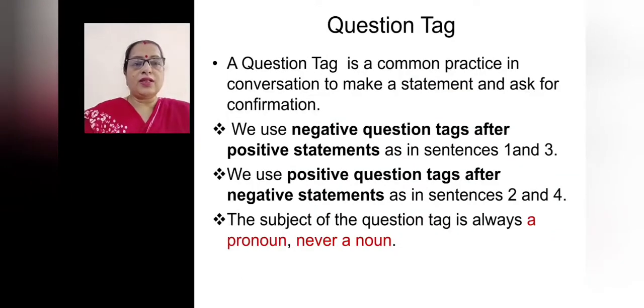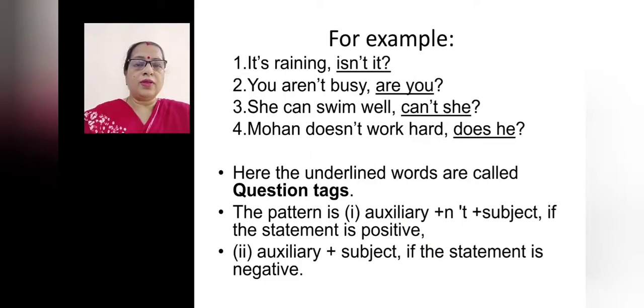A question tag is a common practice in conversation to make a statement and ask for confirmation. We use negative question tags after positive statements, as in sentences 1 and 3. Here, the first sentence, as we have seen, is a positive sentence, so negative question tag. Third, positive sentence, she can swim well, so negative question tag.